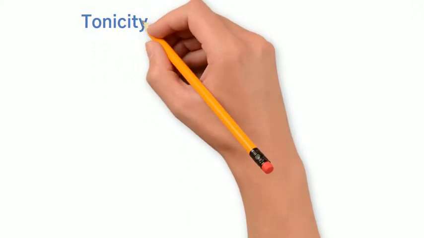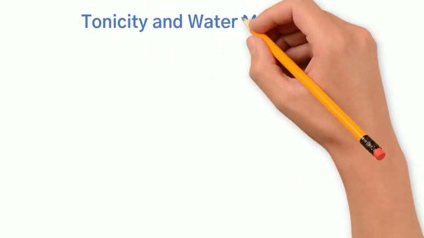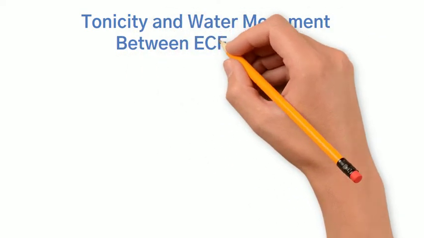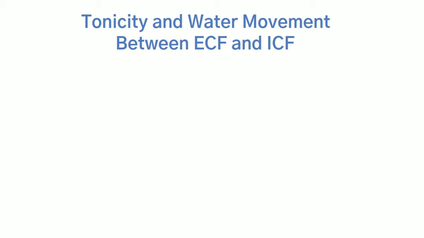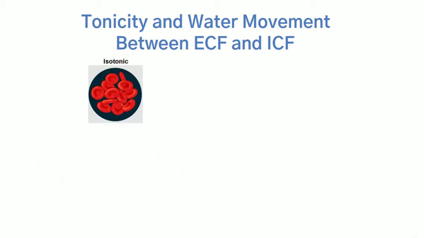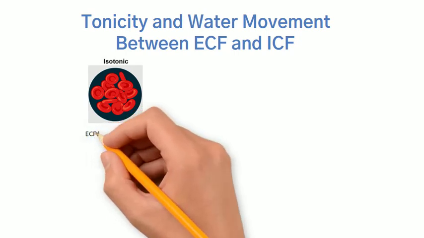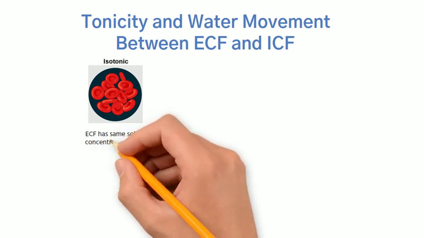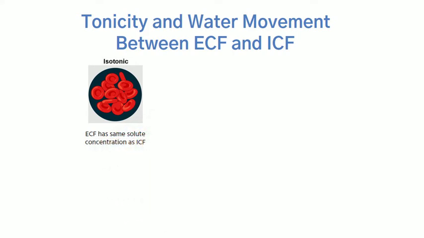Let's take a look at tonicity and water movement between the extracellular fluid and the intracellular fluid. We'll start with an isotonic solution. In an isotonic solution, the extracellular fluid has the same solute concentration as the intracellular fluid.